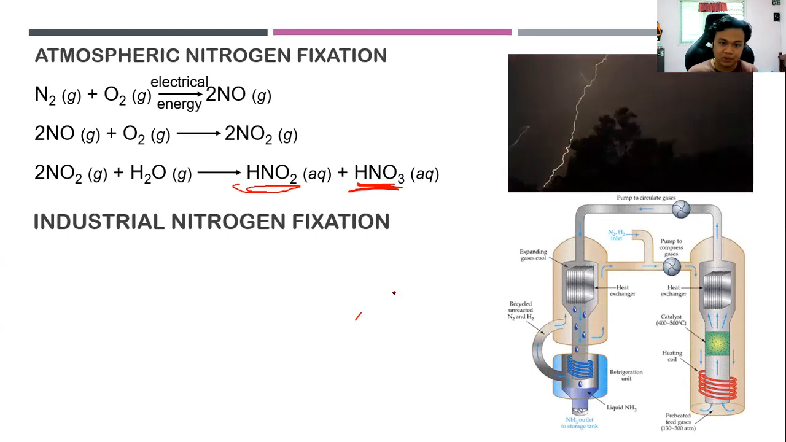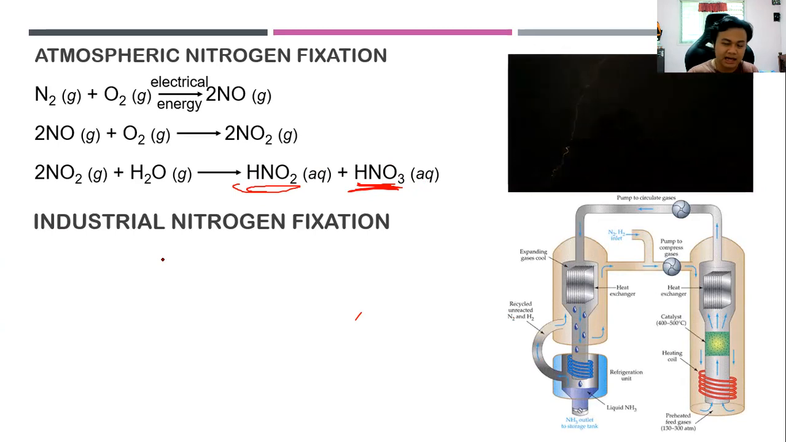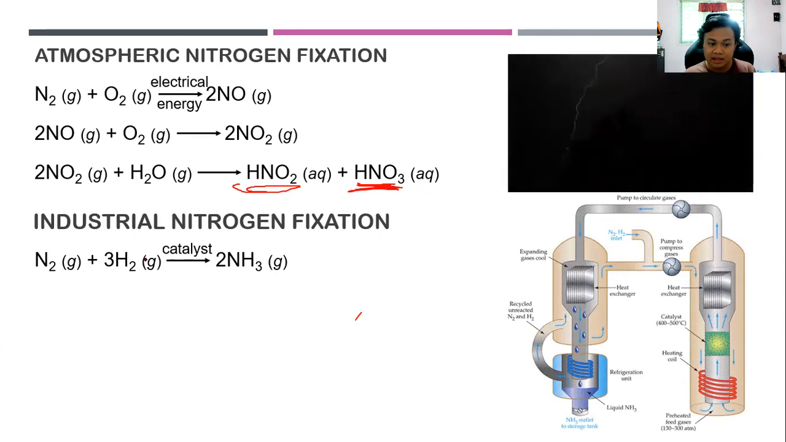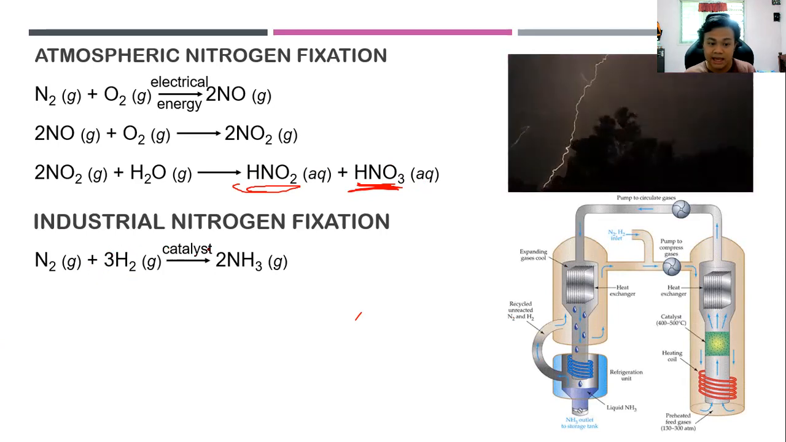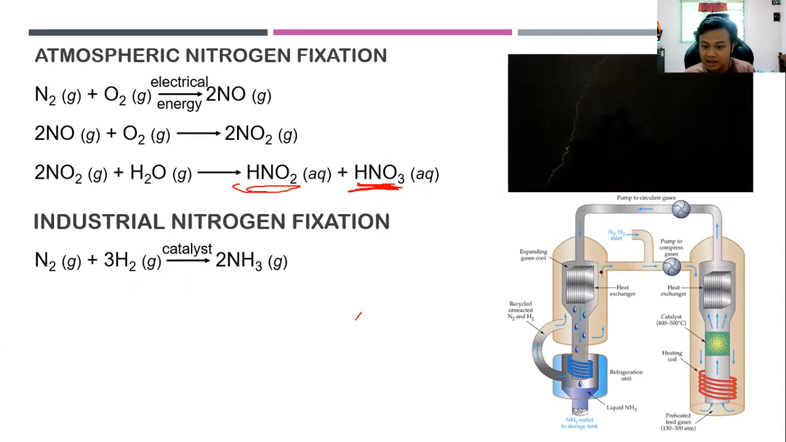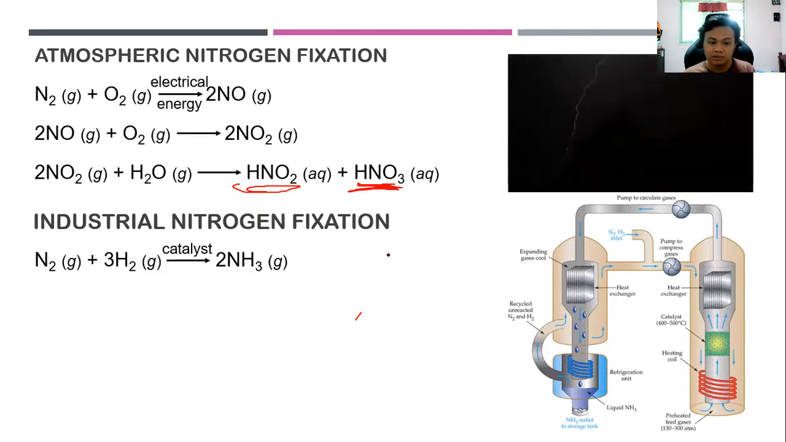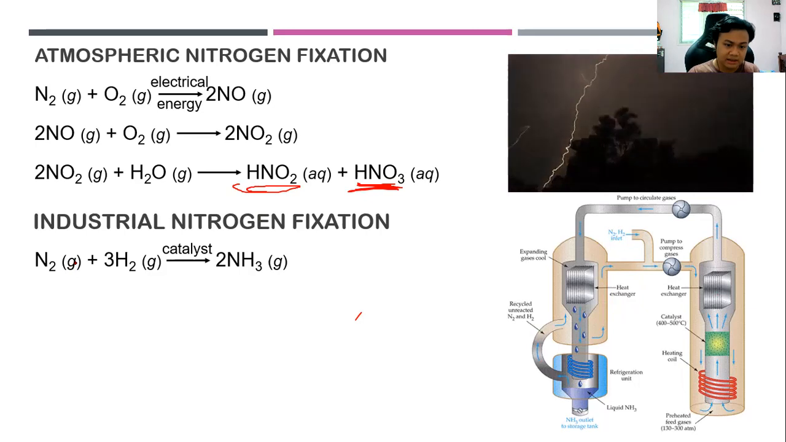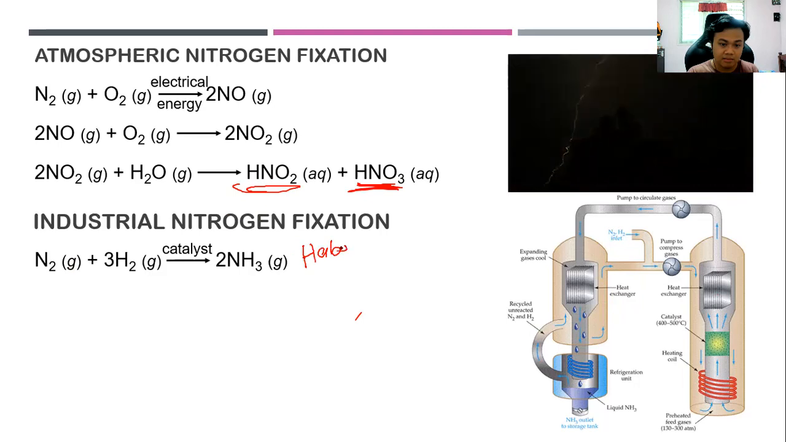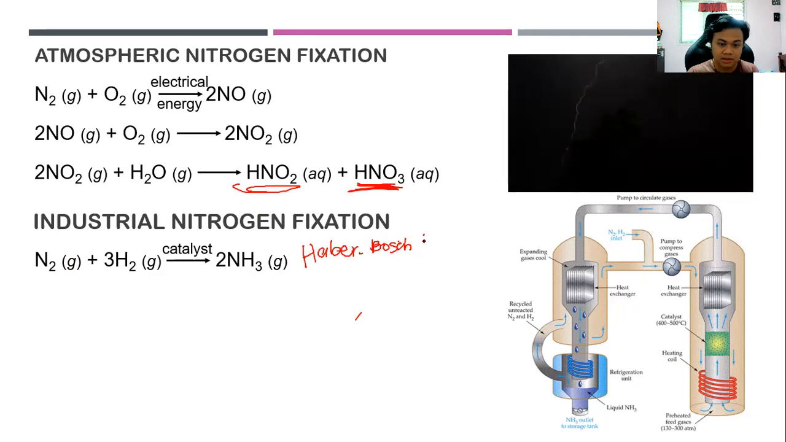To produce the fertilizer that we need now, they react nitrogen from the atmosphere with 3 moles of hydrogen, using a catalyst. Usually this is an iron catalyst, and this process happens at high temperature and high pressure. So this is called the Haber-Bosch process.